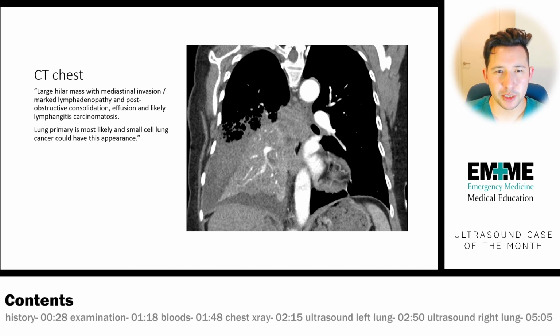Unfortunately for this patient, the CT chest showed a large right-sided hilar mass with mediastinal invasion, marked lymphadenopathy, and a post-obstructive consolidation with an effusion and likely lymphangitis carcinomatosis. They said that a lung primary cancer was most likely and that small cell lung cancer could have this appearance.